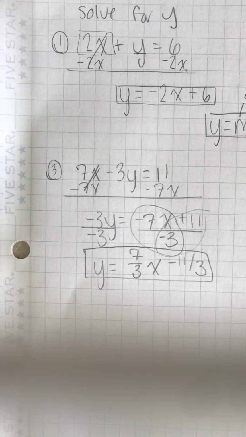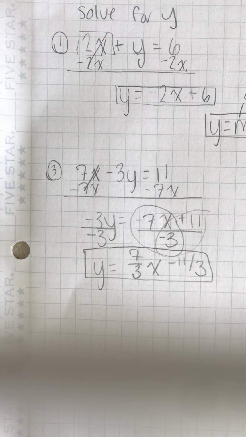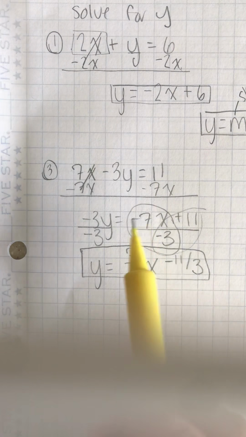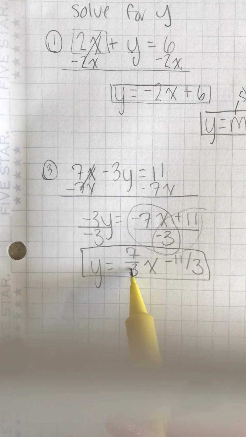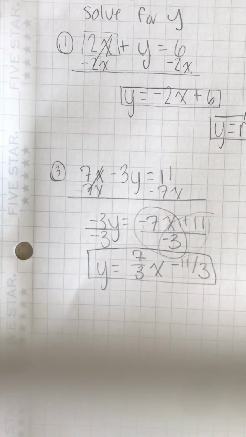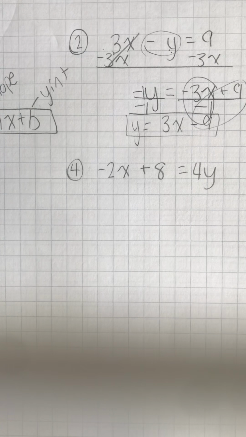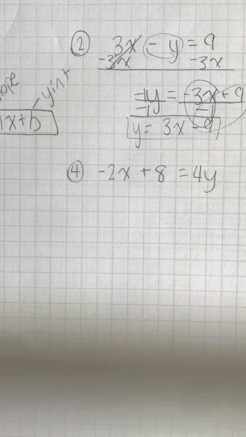You should have got y equals 7 over 3x minus 11 over 3. Leave it as a fraction. Remember, it's better for a fraction because we're going to be graphing these soon. Notice that a negative divided by a negative is a positive, and then a positive divided by a negative is a negative. Okay, last one, number 4. Pause the video and do this, please. This is our last warm-up.